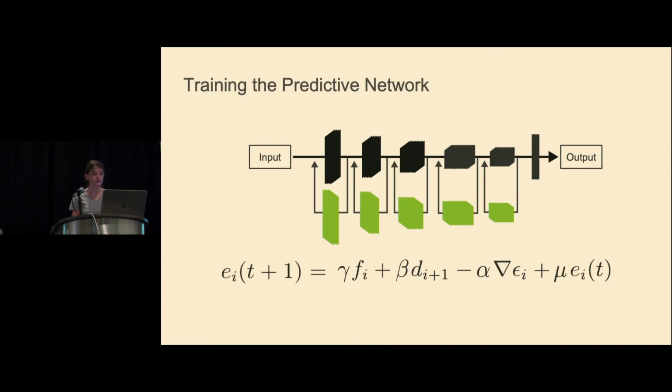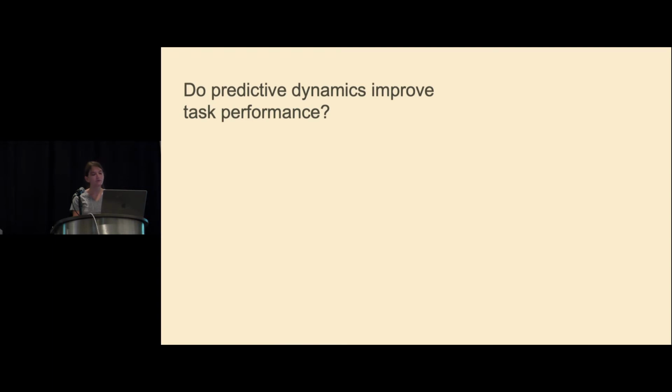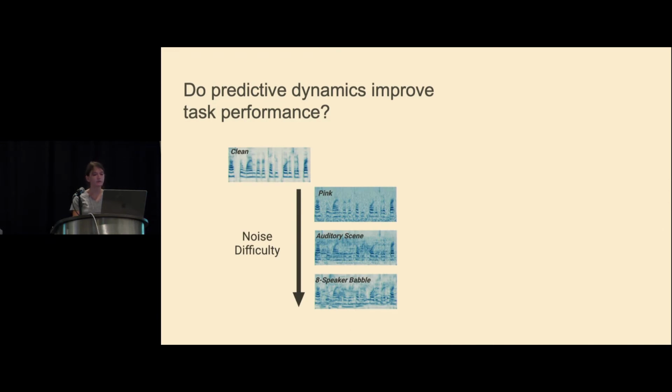I will now dive into our results. First, to evaluate the model, we're going to ask how predictive dynamics affect task performance. If the predictive dynamics are in fact denoising, we might expect task performance to increase. And I'd like to note that of all of the following analyses, we'll be evaluating the network on a held-out speech data set. So we analyzed network performance on 3 types of background noise: pink noise, auditory scenes, and 8-speaker babble. As you look across the different types of background noise, note that the noise structures are different. Empirically, human listeners find identifying speech embedded in 8-speaker babble more challenging than the other noise types.